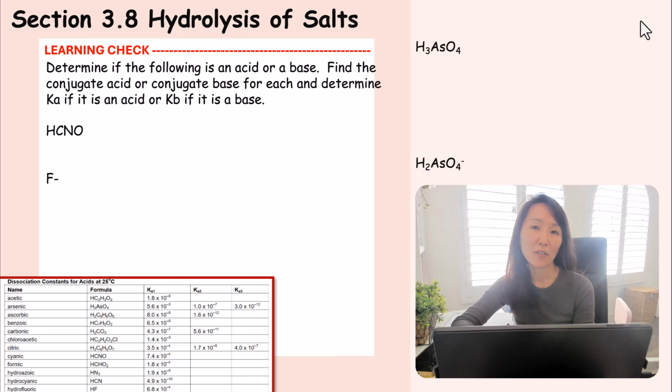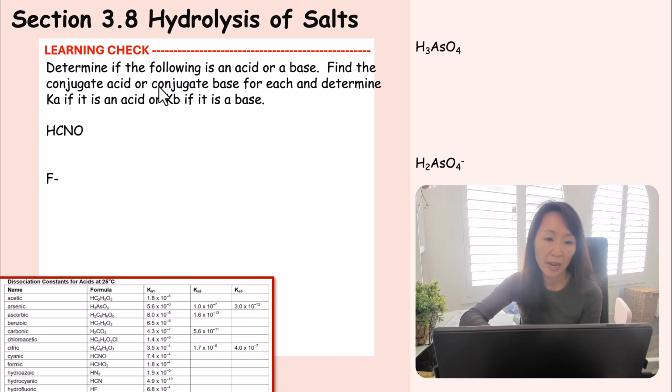We're going to start off with the learning check here. This is sort of a review from previous videos in this particular unit. We're going to determine if these are an acid or a base. Then we're going to find out its conjugate acid or base, depending on what it is, and then determine the Ka value if it's an acid or the Kb value if it is a base. So let's start with the first one, HCNO.